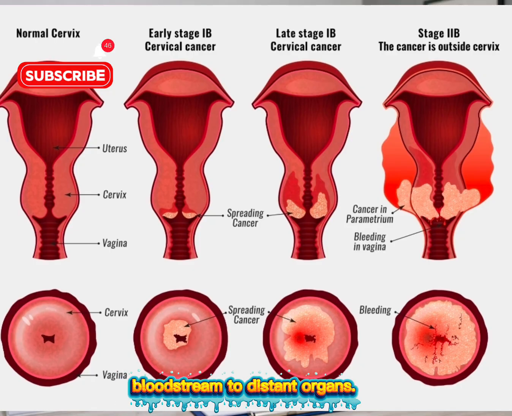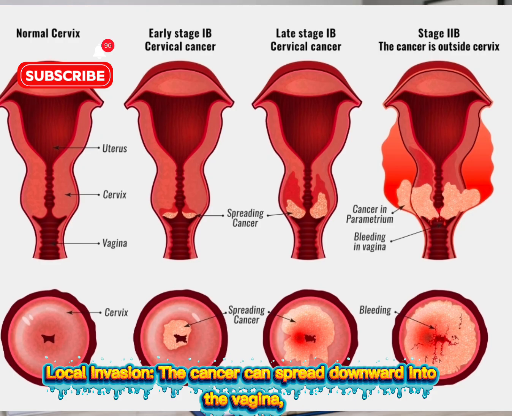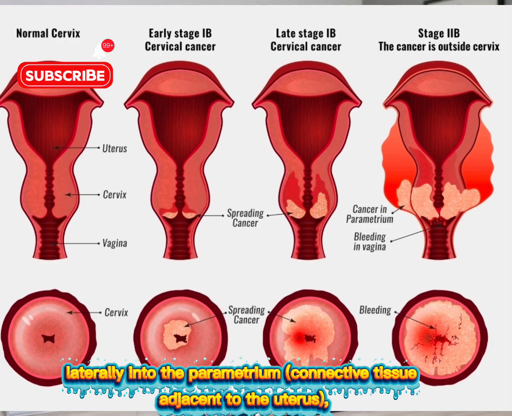Advanced stage. As the tumor grows, it can invade local pelvic structures or metastasize through the lymphatic system and bloodstream to distant organs. Local invasion. The cancer can spread downward into the vagina, laterally into the parametrium, connective tissue adjacent to the uterus, or upward into the uterine body.